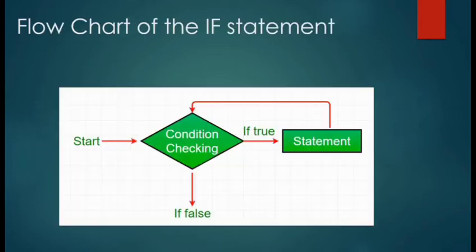So let's see the flowchart of the if statement. The flowchart of the if statement clears our concept. Here the program has started, and the control moves to the condition and checks the condition. If the condition is true, then it executes the true statement, and when the condition becomes false, then it terminates the statement and directly moves to the end of the program.